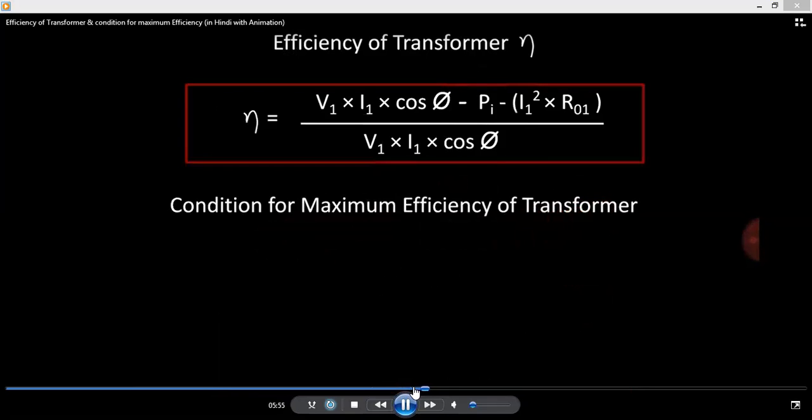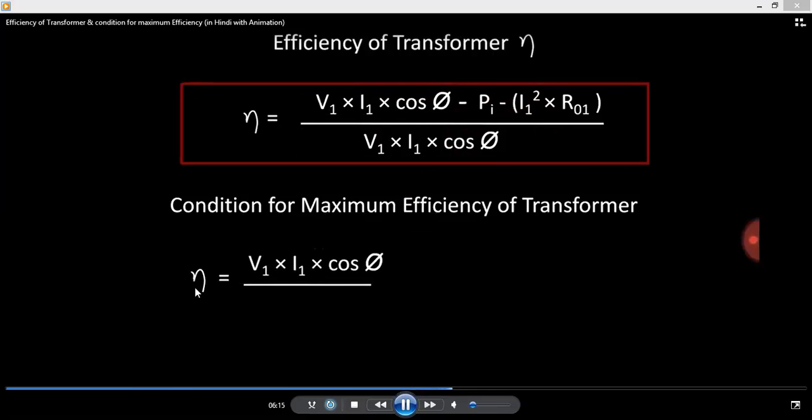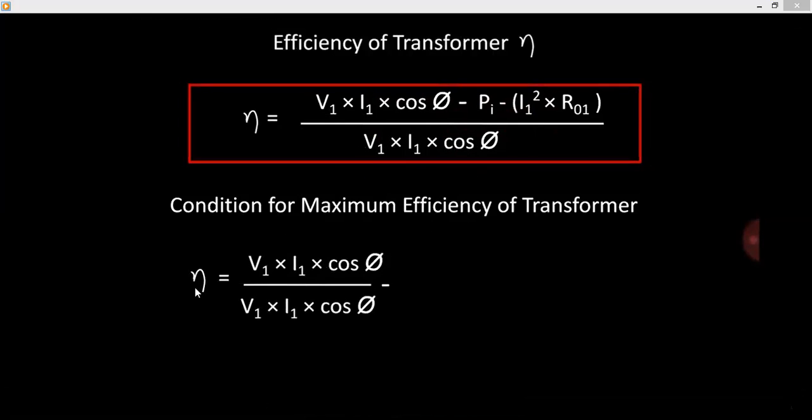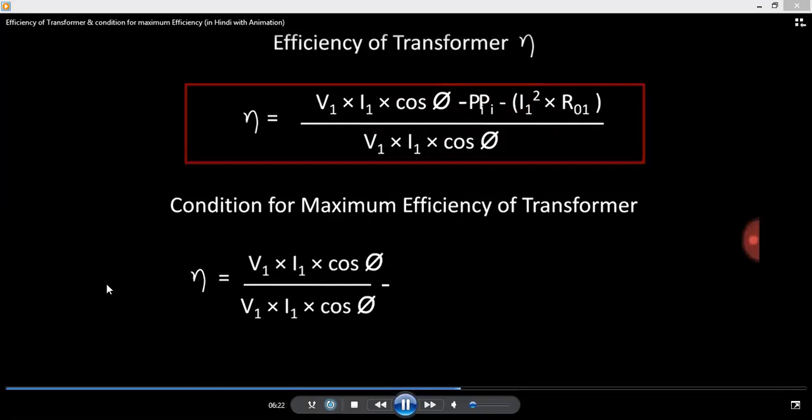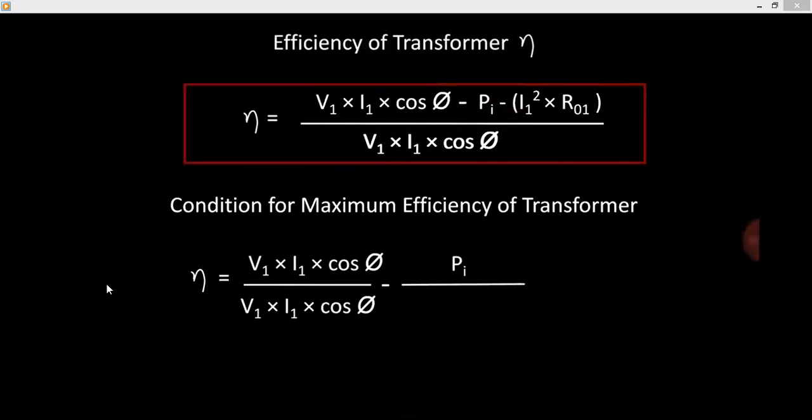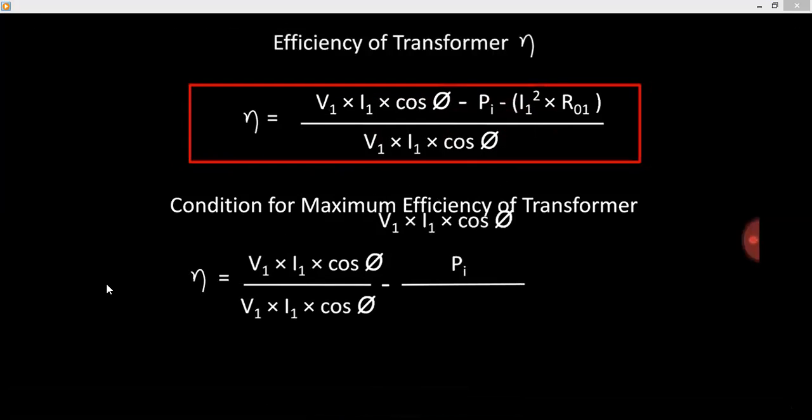The maximum efficiency of a transformer occurs when constant losses equal variable losses, or copper loss is equal to iron loss. For maxima or minima in mathematics, what we have studied is: differentiate the quantity and equate to 0. dη by dI1: you have to differentiate, and it is equated to 0. So we have taken efficiency. You will get the condition for maximum efficiency in the examination, or a question to explain efficiency. All these things you have to write, then we'll take the problem.